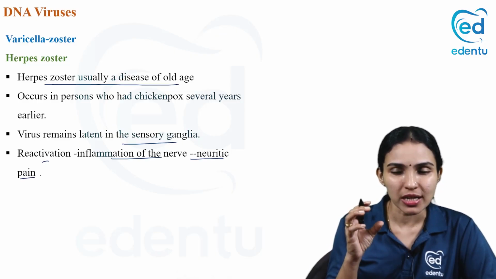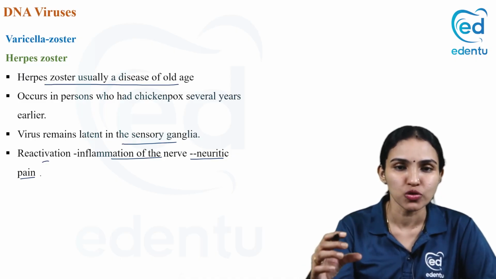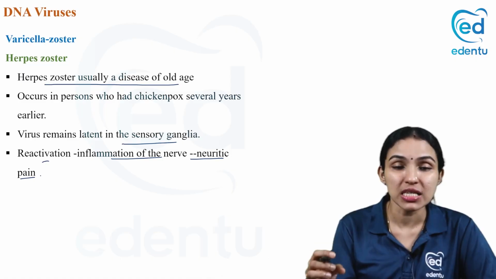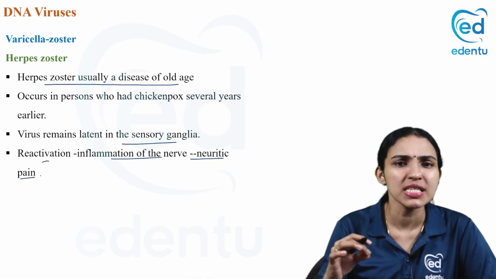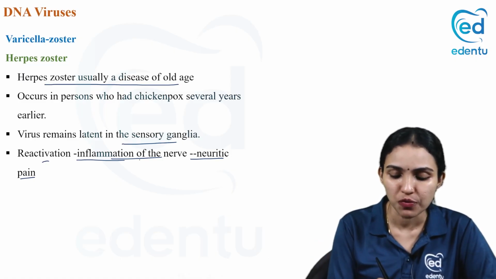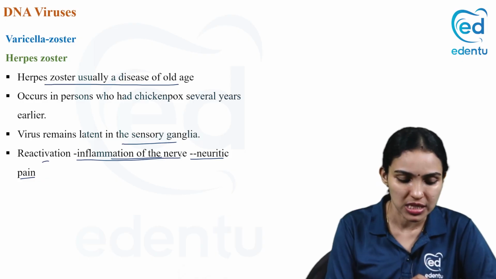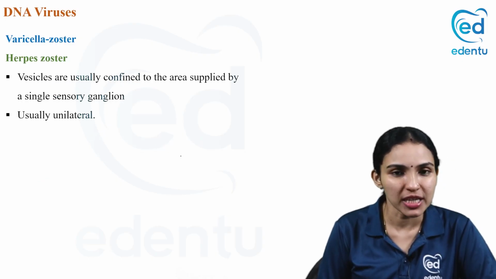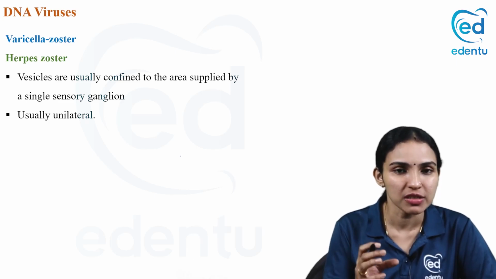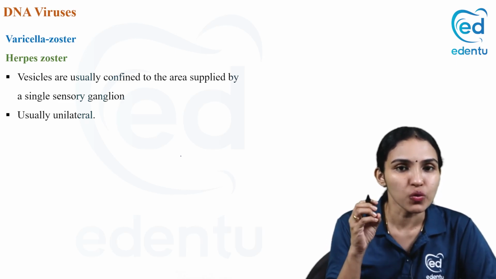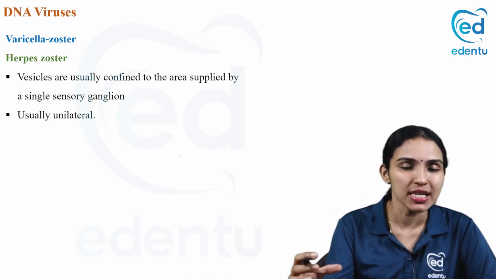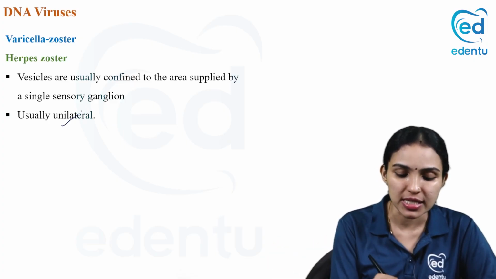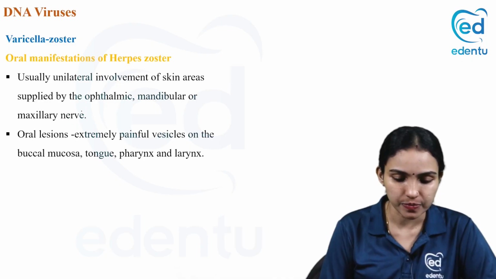So you will see a cluster of vesicles along the distribution of that nerve, the area where the nerve supplies, and these vesicles will be painful and there will be severe neuritic pain. This is because of inflammation of the nerve. Usually the vesicles are confined to the area supplied by a single sensory ganglion. So wherever the virus is remaining latent, what is the area supplied by this sensory ganglion? Only in that area you will see the group of vesicles, and usually it is unilateral.